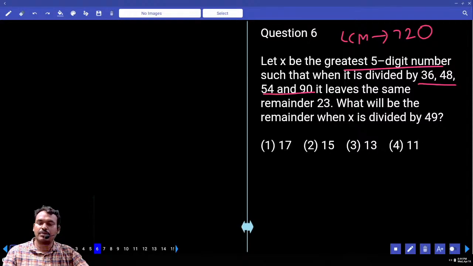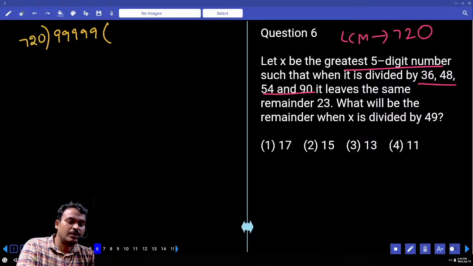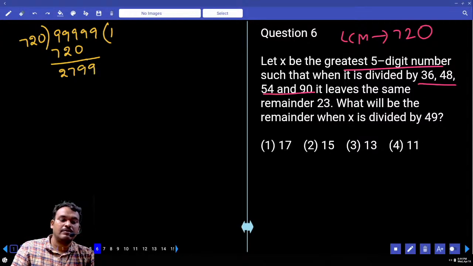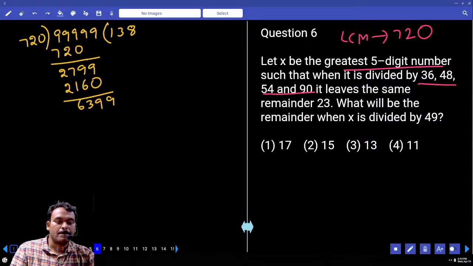But we required the greatest number of how many digits? 5-digit number or not? Then we concentrate on the 5-digit highest number, 99999 or not? It is divided by which one? 720 or not? How many times? 1 time. 720 complete. What is the remaining? 279. Again we write 9 or not? 720 almost 3 times or not? 2160. What is the remaining? 639. Again we write 9 or not? 720 almost 8 times or not? 8 or 9? 8.